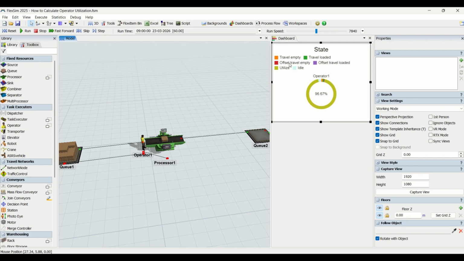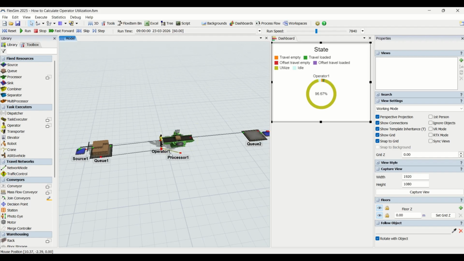Now you see different types of states here as well. What do they mention? Travel empty is when an operator is traveling without a part. Travel loaded is when it travels with the part, that is 1.46%. Then we have offset travel empty and loaded, which is when the operator travels beyond its prescribed path. And then we have utilized, and we have idle at 3.33%.